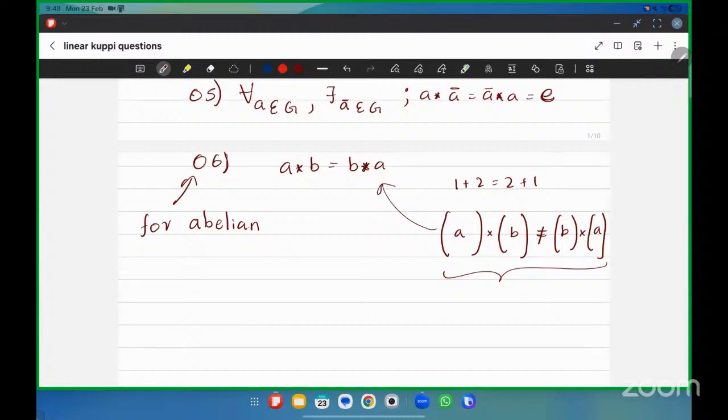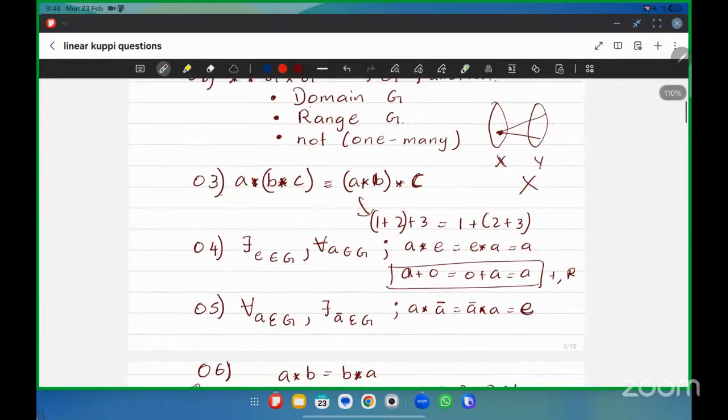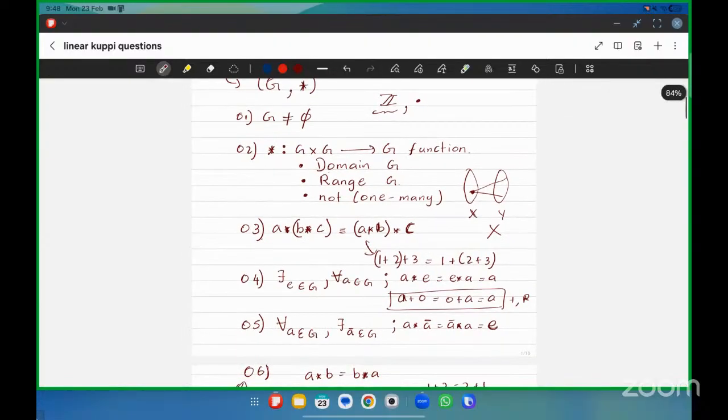In general it can't get into the abelian group. For addition, we can switch the elements and get the same result. If we can get the same result, we can call it an abelian group. If these 6 conditions are proved, we call it an abelian group. If the first 5 conditions are proved, we can call it a group.